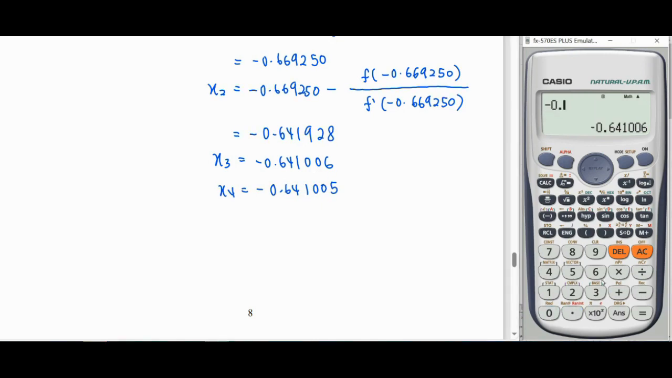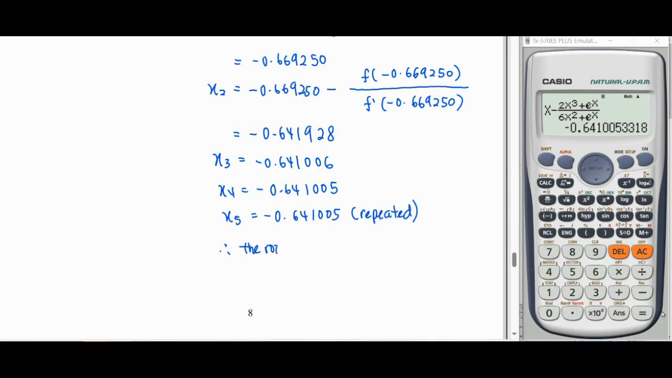So we are close to the answer already. And lastly, we write out the conclusion. Since it has already repeated, the root is x equals negative 0.6410, which we correct to 4 decimal places.